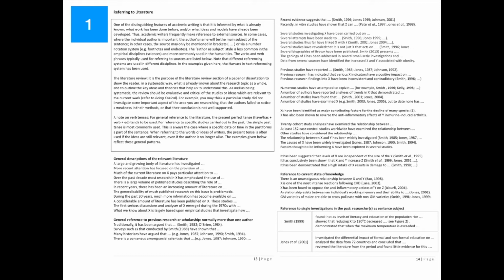For example, on page 13, general descriptions of relevant literature. When you're writing sentences about what you read, these are patterns that you can use. Below that, when you're talking about previous research, this is how to introduce things that you would want to cite, right? That's super useful. You can use this many times.